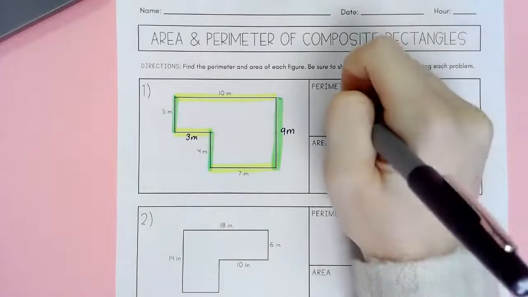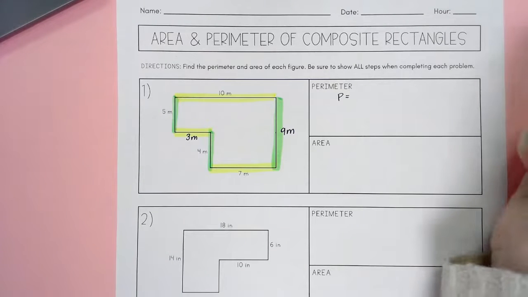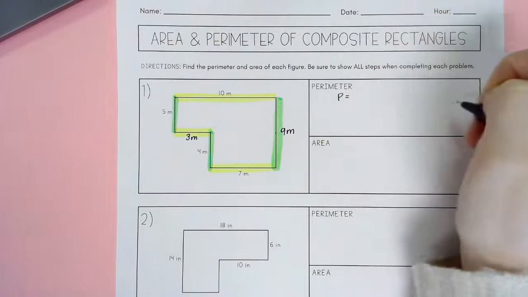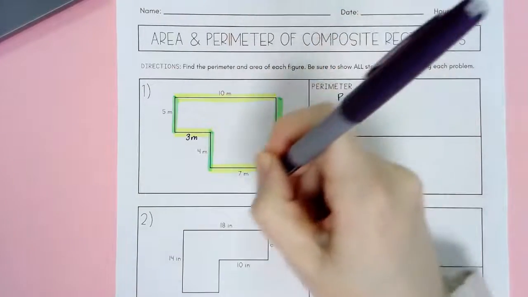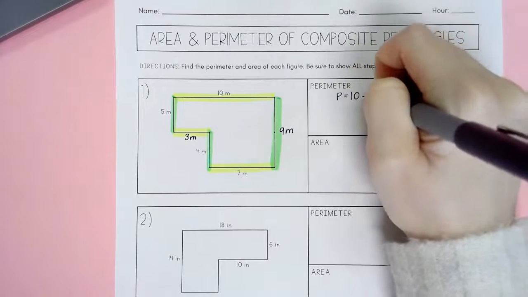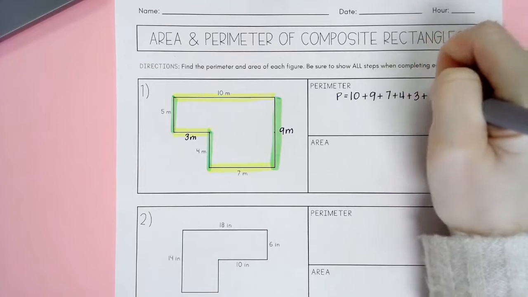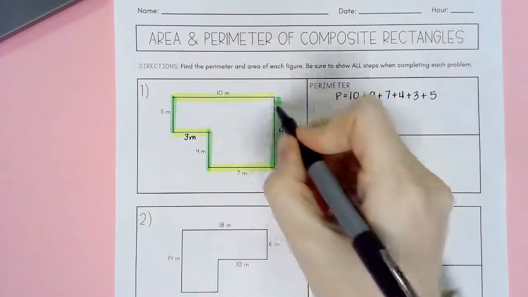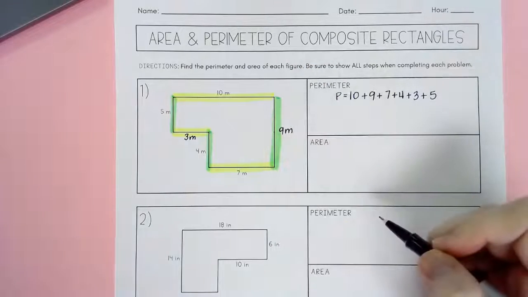For my perimeter, I'm going to write P equals, and I'm going to write out all of the sides that I'm adding together. The reason I'm doing this is if you get a question wrong, you might not know what you did wrong unless you can see all of the side lengths that you added together. I'm going to start with the top, and I'm going to go clockwise, okay? So I have 10 plus 9 plus 7 plus 4 plus 3 plus 5. The reason I go clockwise is it helps me stay organized. If I just jumped around the shape and added them all up, I might miss one.